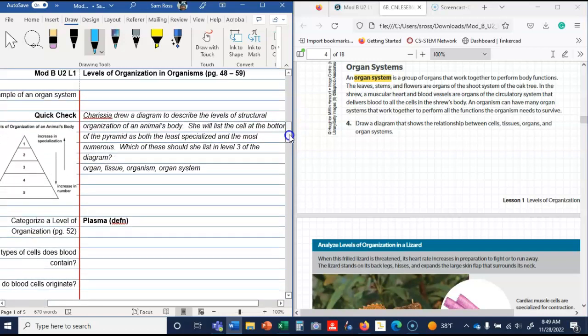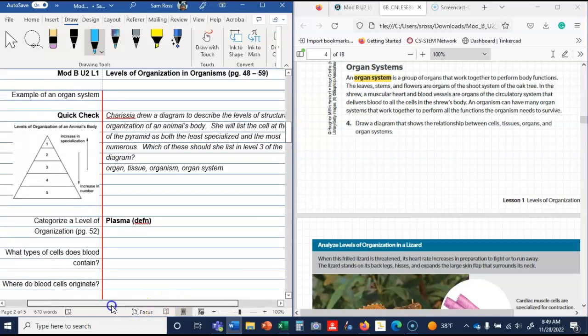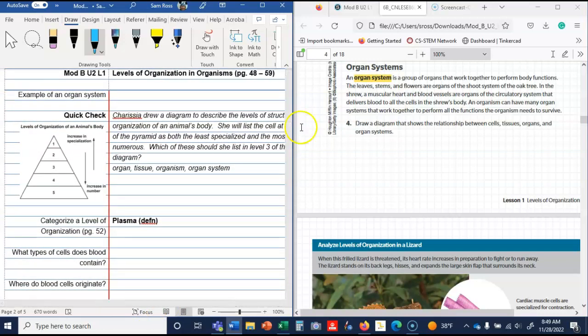Let's keep going. Example of an organ system. The leaves, stems, and flowers are organs of the shoot system. So the shoot system of an oak tree would be an example of an organ system, the leaves, stems, and flowers of organs, okay? They also talk about the circulatory system here.